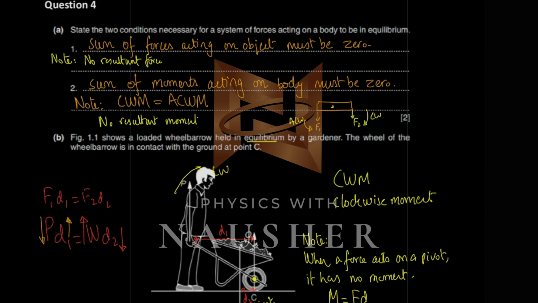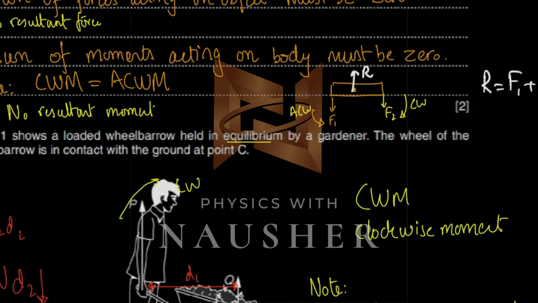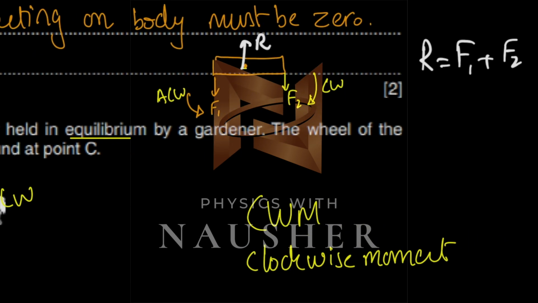And I've made this object that, first of all, if this is the object which is in equilibrium, and you have forces F1 and F2 which are pulling this object down, then there must be a force which is upward, let's say R, and R must be equal to F1 plus F2. Only in that case will the object be in equilibrium. And secondly, if it is in equilibrium, then the moment of this side must be equal to the moment of this side. So the clockwise moment must be equal to the anti-clockwise moment.